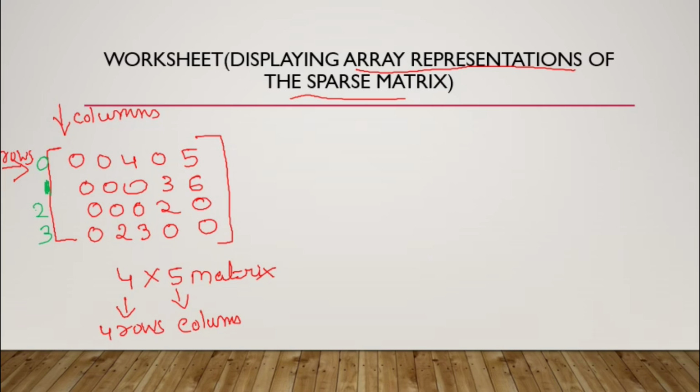And why are we starting with 0? Because the index always starts from 0. So we have 4 rows here and we have 5 columns. That means we should have 20 elements in total. So we have 5 columns here.